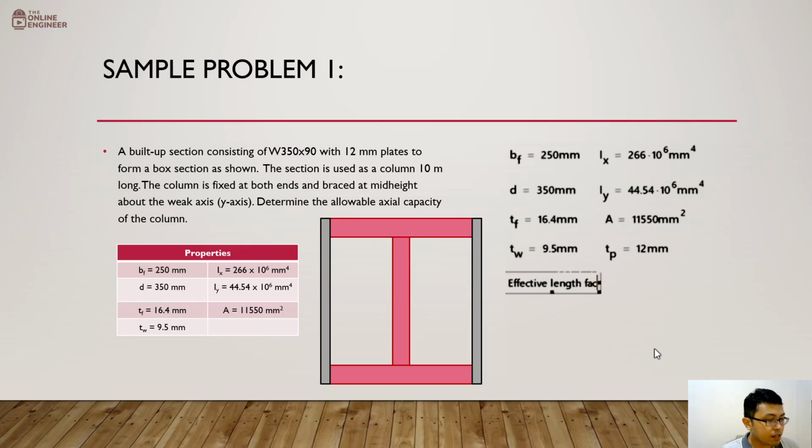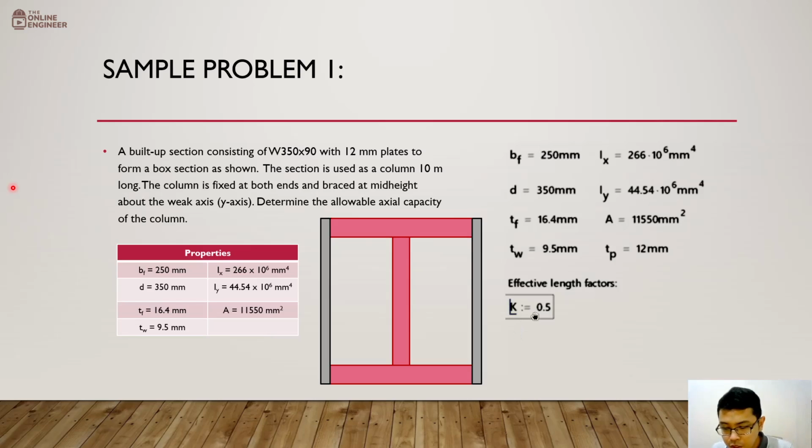So what about the effective length factors that we are going to use? Well, we take note of what's happening over here. You might notice that the column is fixed at both ends and braced at mid-height about the weak axis. When we talk about fixed at both ends, you might recall that we have a table earlier that shows that if we have fixed at both ends, then the K that we are going to use there is equal to 0.5. We showed a figure that when we have fixed at both ends, K is equal to 0.5.